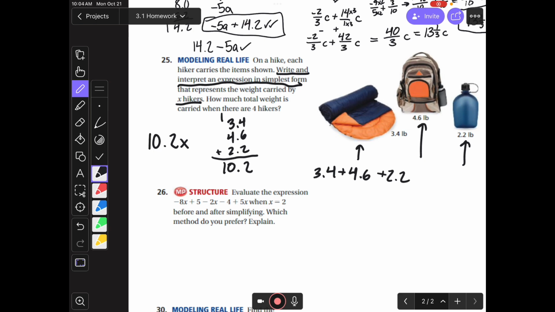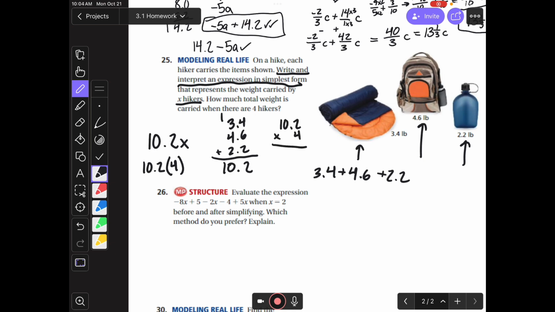Right? In our case, the number of hikers is 4. So we would put a 4 in there. Simplest form, right? How much total weight? We just multiply here. This would be 10.2 times 4.